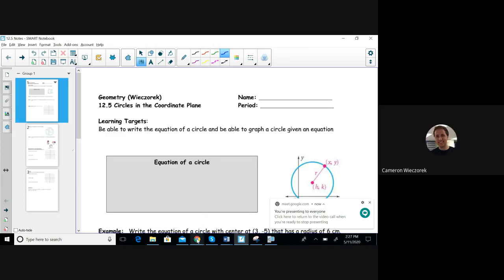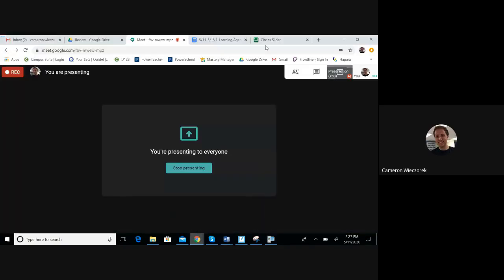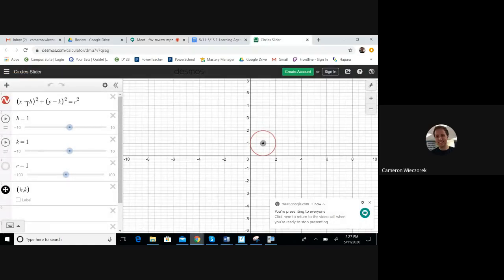So the first thing I want to do is start with the Desmos graph. You'll notice I have this funky looking equation, (x minus h) squared plus (y minus k) squared equals r squared. This is the standard form of a circle on the coordinate plane. This is how we produce a circle on the x and y axes, kind of like for lines, how we had y equals mx plus b, or for parabolas, y equals ax squared plus bx plus c.